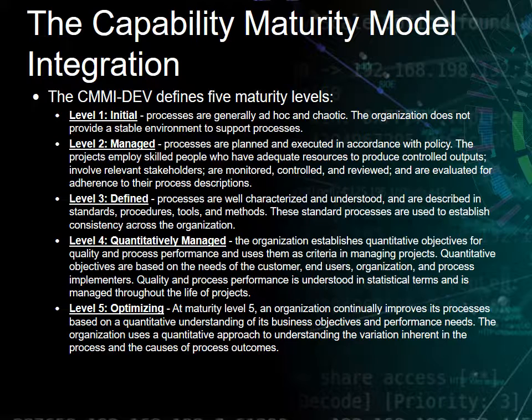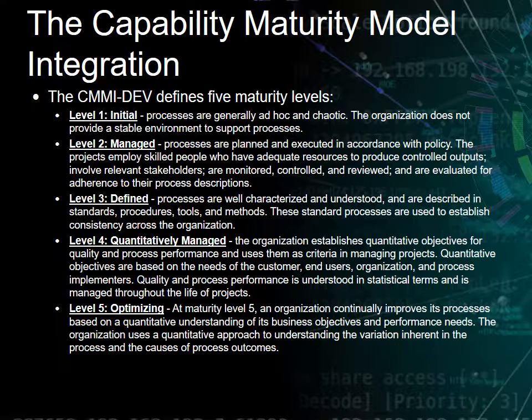Level 3 is defined. Processes are well characterized and understood, and are described in standards, procedures, tools, and methods. These standard procedures are used to establish consistency across the organization. Level 4 is quantitatively managed. The organization establishes quantitative objectives for quality and process performance and uses them as criteria in managing projects. Quantitative objectives are based on the needs of customers, end users, organizations, and process implementers. Quality and process performance is understood in statistical terms and is managed throughout the life of the project.